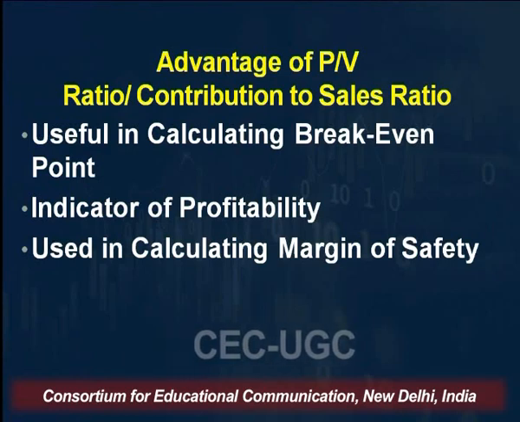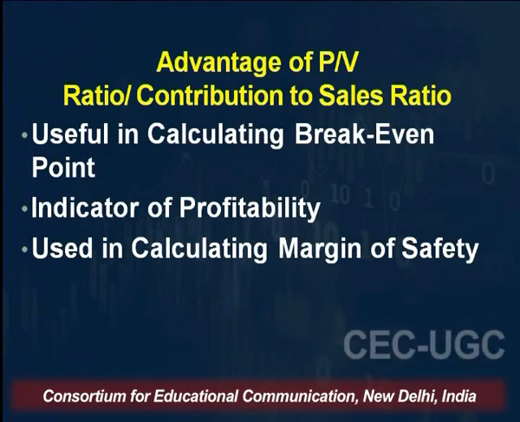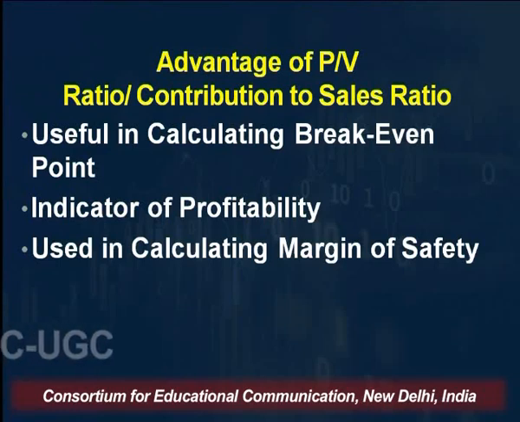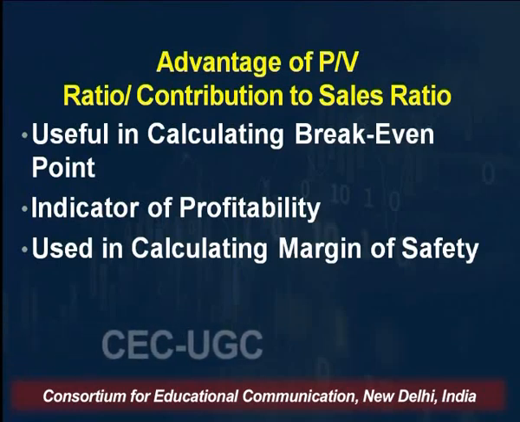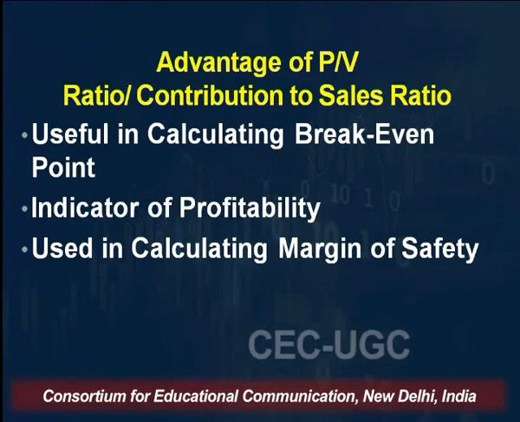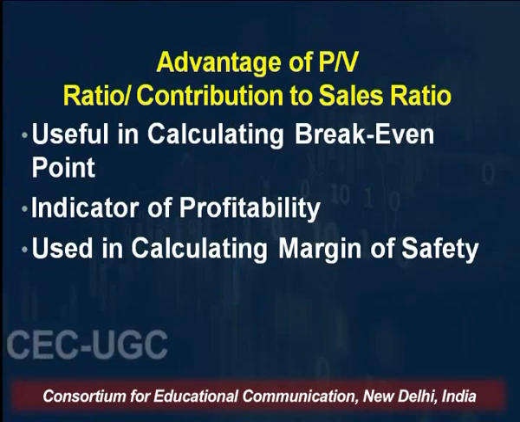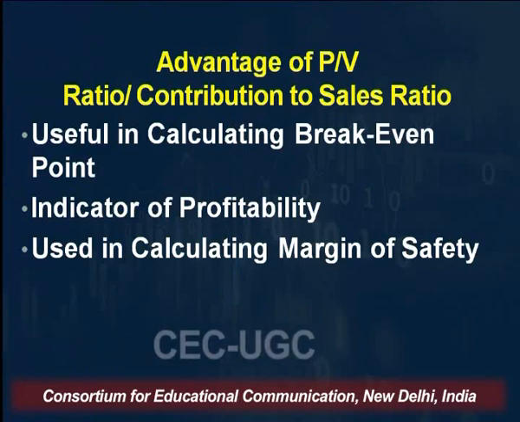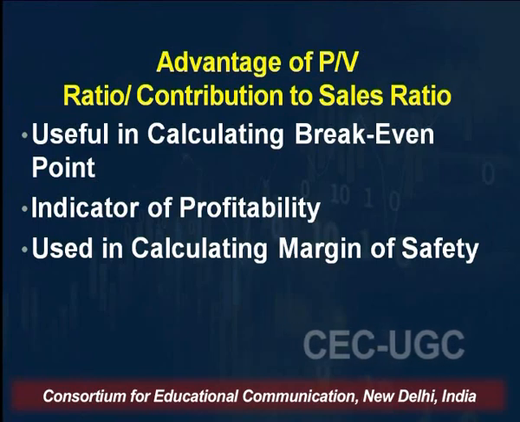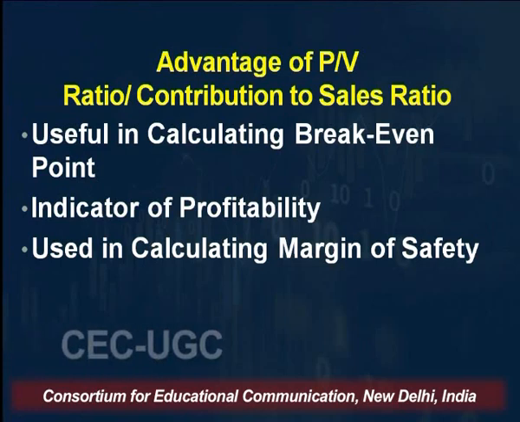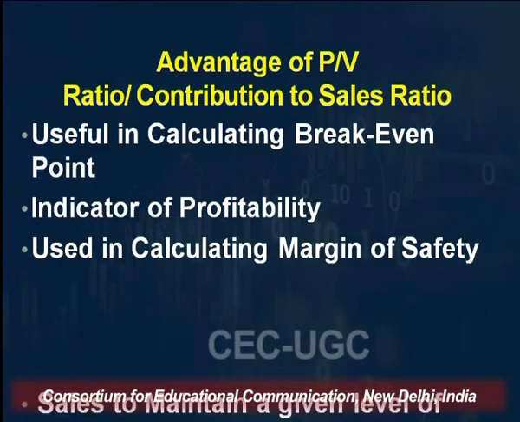It is also an indicator of profitability. You can understand the profitability of your business. If your PV ratio is on the higher side, then obviously the ratio of profitability will be on the higher side, because your fixed cost in total is constant. It is also used in calculating margin of safety. Now margin of safety means the extent of your production ahead of break even point. How safe you are, that I'll be explaining in the next lecture of mine.